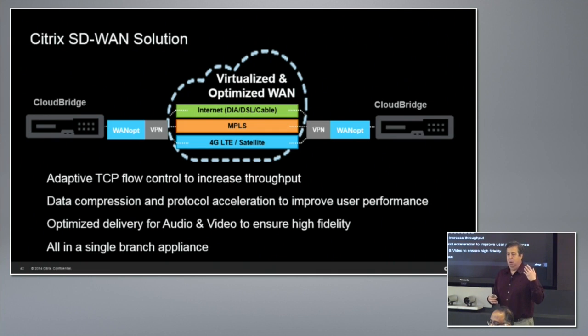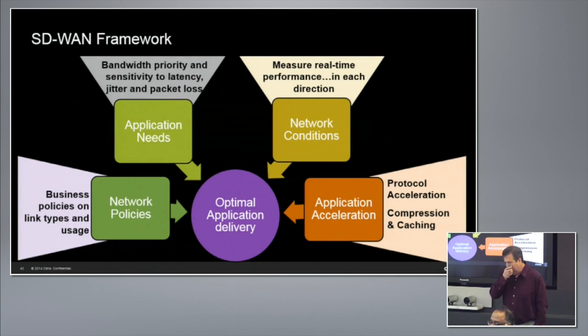We also optimize the delivery of audio through quality of service, as well as video through caching and pre-positioning, so that those training videos don't have to be pulled down in the morning and affect everyone in a branch. And then all this is delivered in a single branch appliance. So we're simplifying the deployment at the branch. We're not talking multiple boxes, multiple stacks of things that we have to manage remotely. So how does it work?